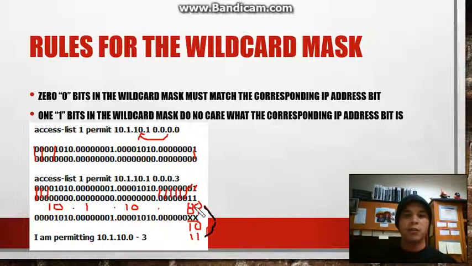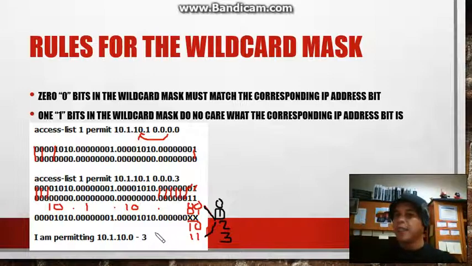So what is 0, 0 in the far right bits of an IP address? That just makes it a 0. 0, 1 is a 1, 1, 0 equals 2, and 1, 1 equals 3. So with this access list, I am permitting IP addresses 10.1.10.0, 10.1.10.1, 10.1.10.2, and 3.